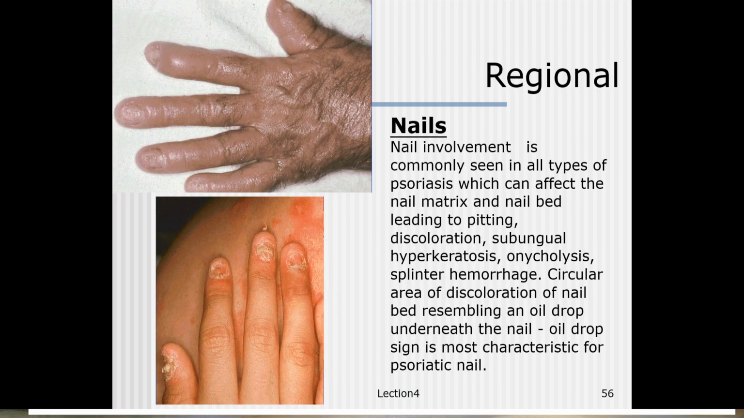Regional nails. Nail involvement is commonly seen in all types of psoriasis, which can affect the nail matrix and nail bed, leading to pitting, discoloration, subungual hyperkeratosis, onycholysis, and splinter hemorrhage. A circular area of discoloration of the nail bed resembling an oil drop underneath the nail, the oil drop sign, is most characteristic of psoriatic nails.